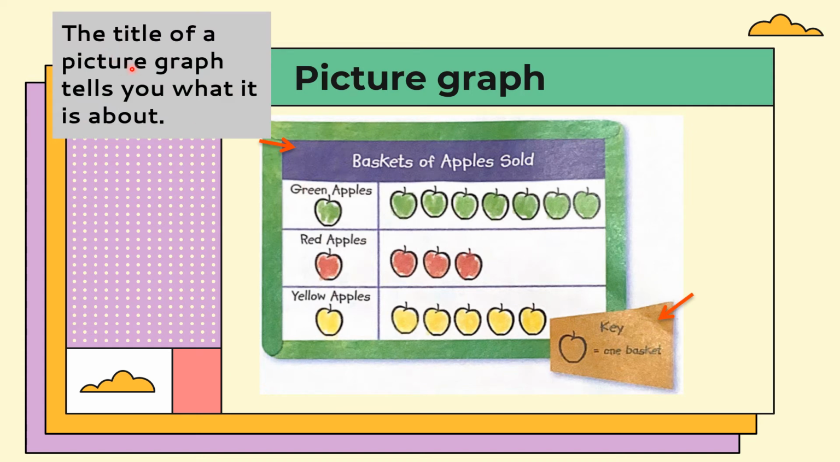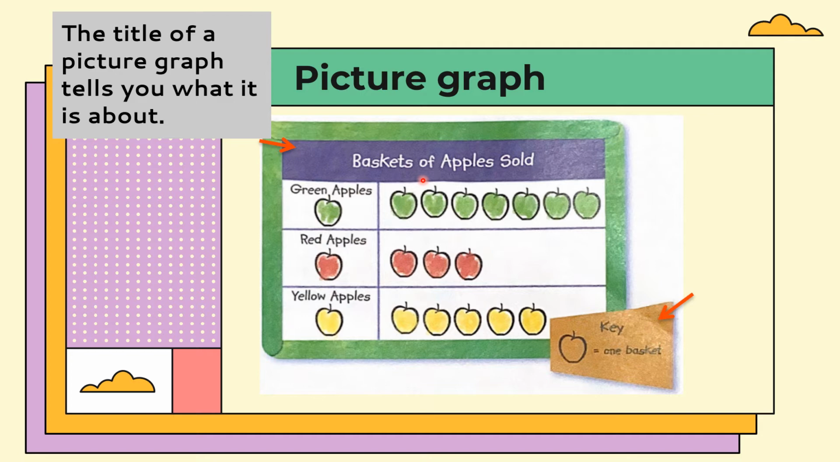So we have a title of the picture graph that tells you what it is about. So this is the title of the picture graph here. What is the title of the picture graph? It is Baskets of Apples Sold. So it means this picture graph is going to tell us how many baskets of apples were sold. It's going to give us this information.